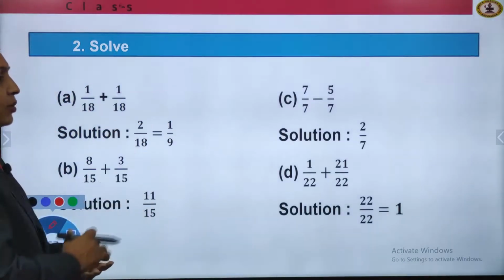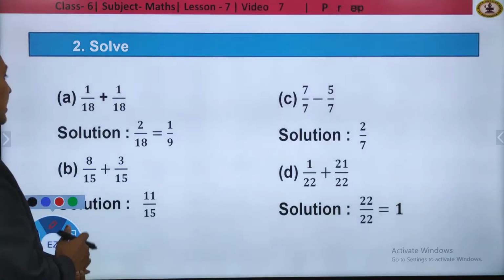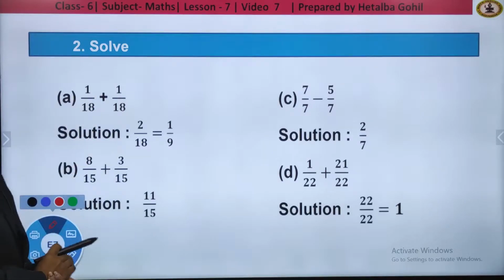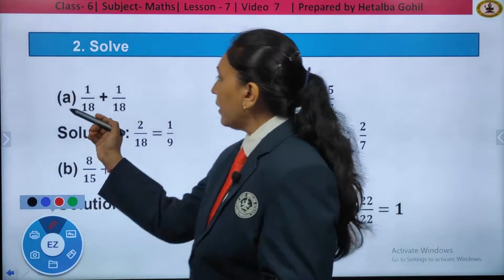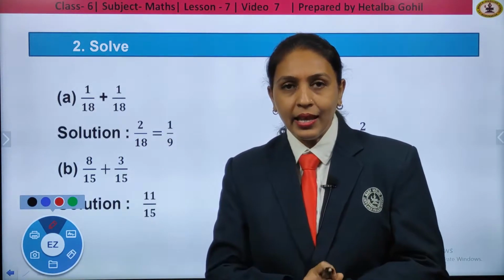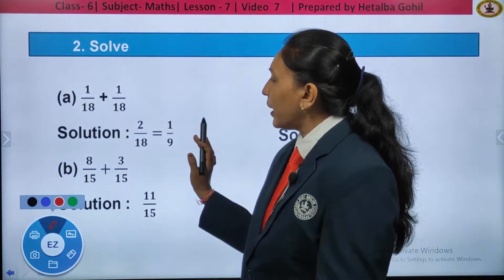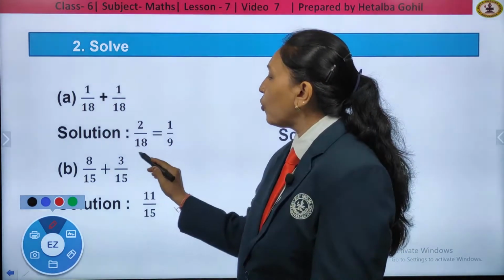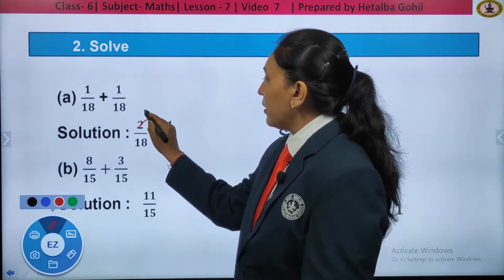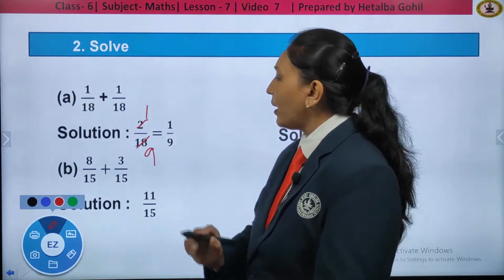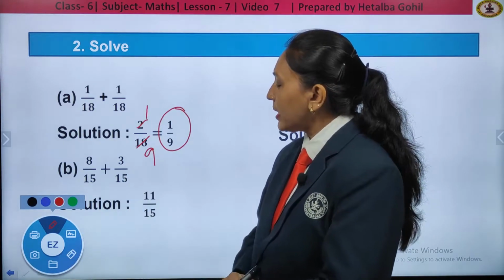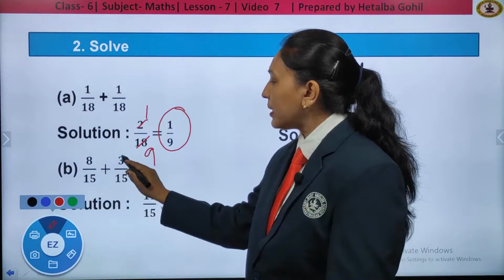Now, let us apply that concept in our next exercise here. Here we have children, first one, 1 upon 18 plus 1 upon 18. Children, here you can see that the denominators are the same, that is 18 and 18. That means we do not need to take any LCM. You have to add directly the numerators, that is 1 plus 1, you get 2 by 18. 2 by 18, still children you can reduce it and change to simplest form, that is 1 upon 9, that is our answer here.